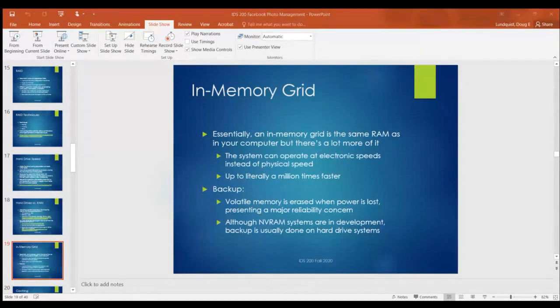I'm gonna bring up Paint here. We're gonna stop this share, and I'm gonna bring up Paint. Let's see here. There we go.